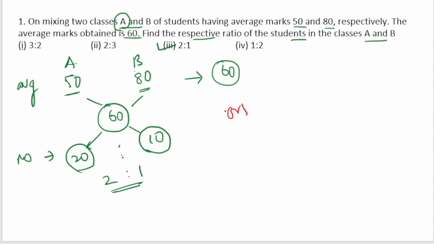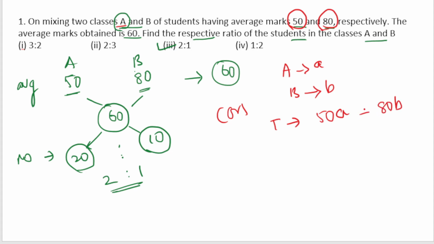Or we can do this in another method also. We will assume the number of students in class A is A and the number of students in class B is B. Okay. And the average in class A is 50 and the average in class B is 80. So what is the total marks in class A? It is 50A. And what are the marks in class B? It is 80B. Okay. We will find the total marks of class A and class B. It is 50A plus 80B.